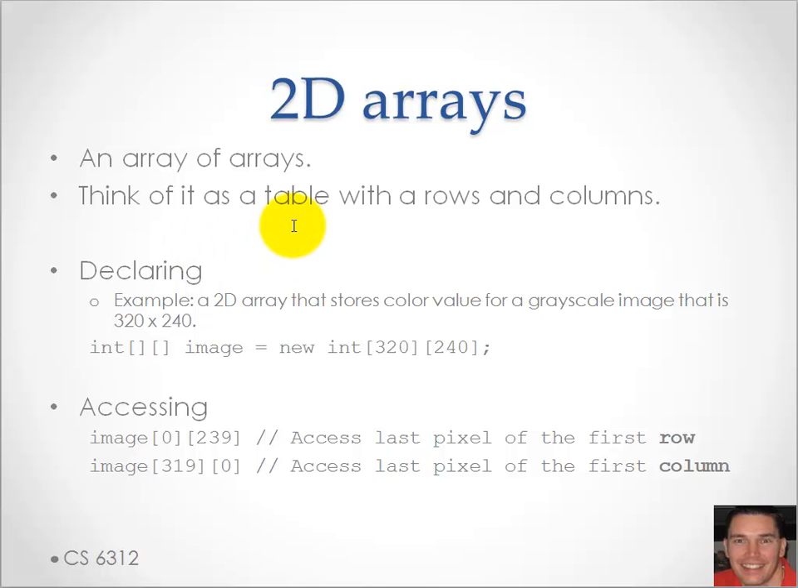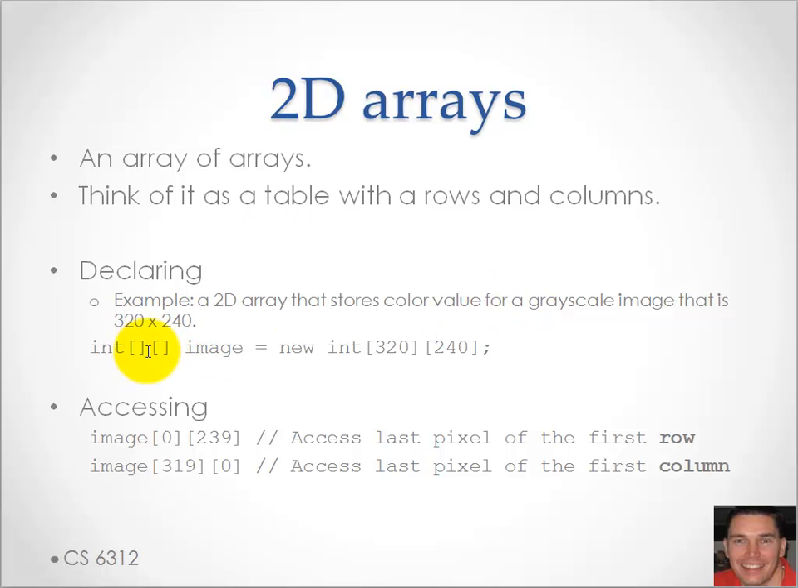Very quickly, the last thing I want to touch on are 2D arrays. That is just an array of arrays. So you can think of it as a table with rows and columns. So we've got an example here. It's a 2D array. It stores color values for a grayscale image that is 320 by 240.